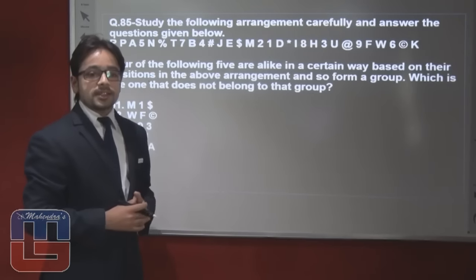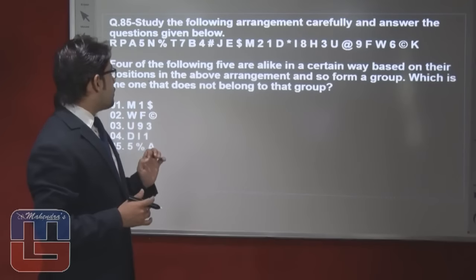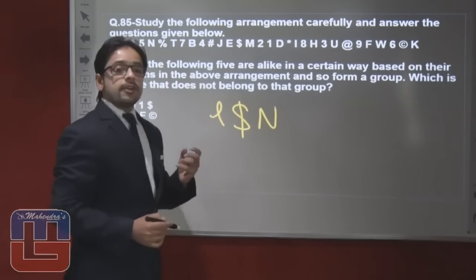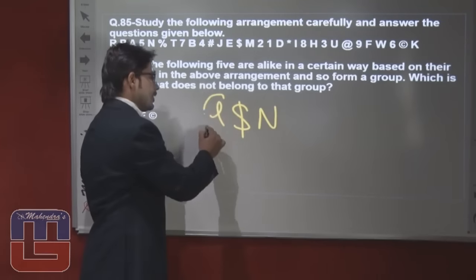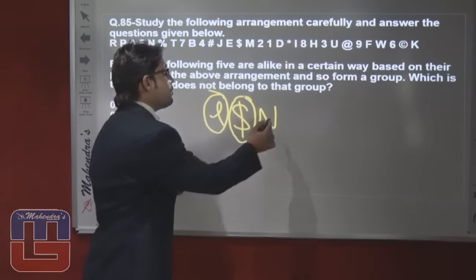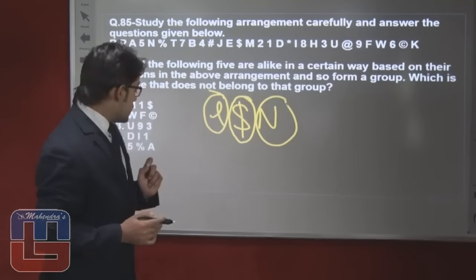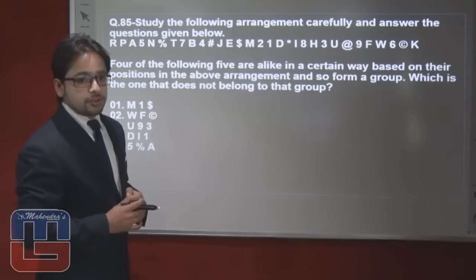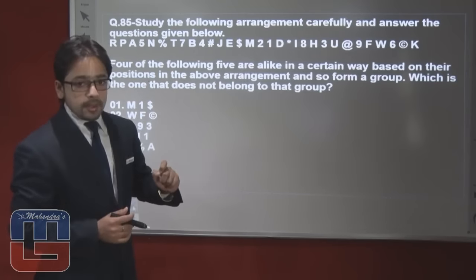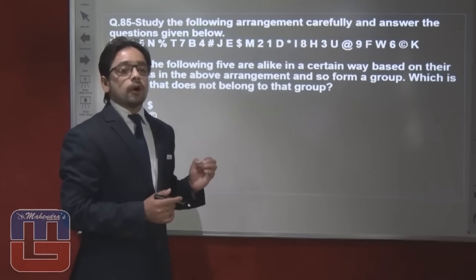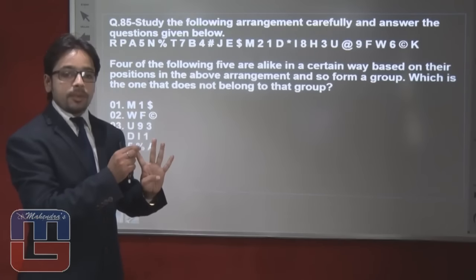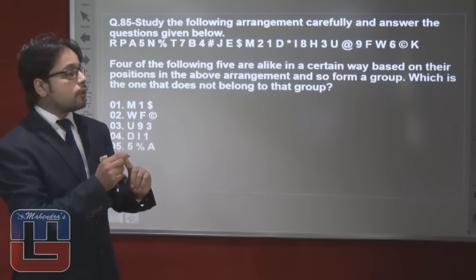This question is based on alphabetical series. This question is a combination of letter, symbol and number. Whenever we say letter, we indicate it from this. Whenever we say symbol, we indicate it from this, and whenever we say number, we indicate it from this. So be careful. What does the examiner want to know in this question? Four of the following five are alike in a certain way and belong to a group. We have to find the odd one out. Means out of five alternatives, four behave in a certain way, one is different. We have to find out which one is different.